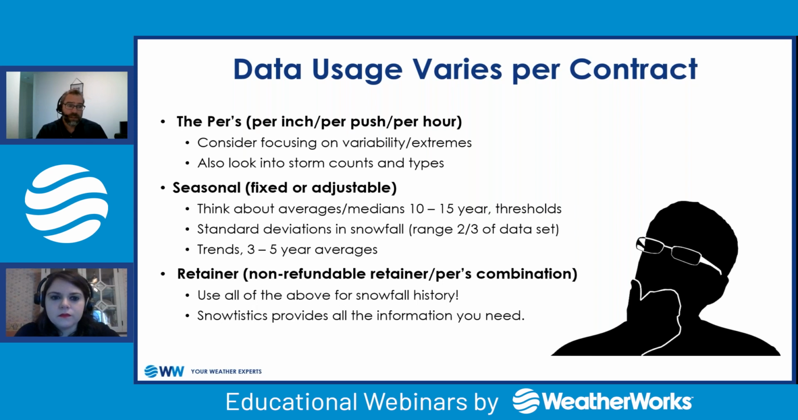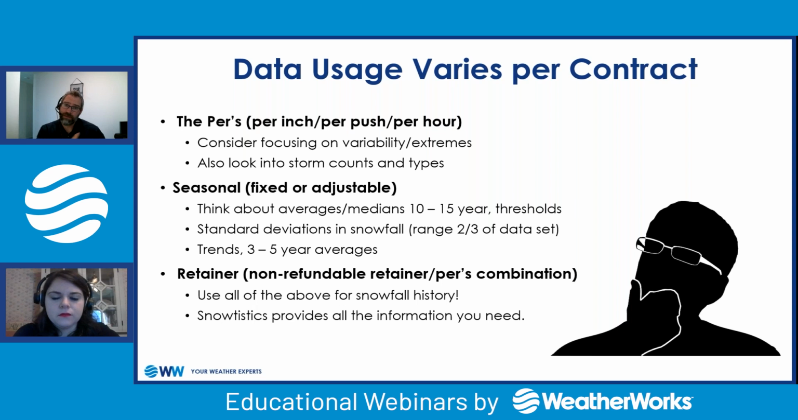With the seasonal, there's fixed, there's adjustable. Seasonal are just one fixed price for the season. The adjustable might have some sort of threshold before you start increasing billing or going by some per inch basis. But this is where you want to think about those averages and medians between the 10 to 15 year period. A lot of times we like to look at medians too, and Sherilyn will have more on that, because they might be a little bit more representative than the averages. And you can also get your thresholds too.